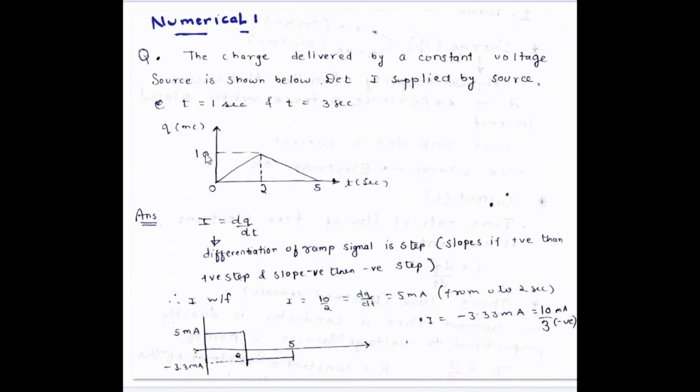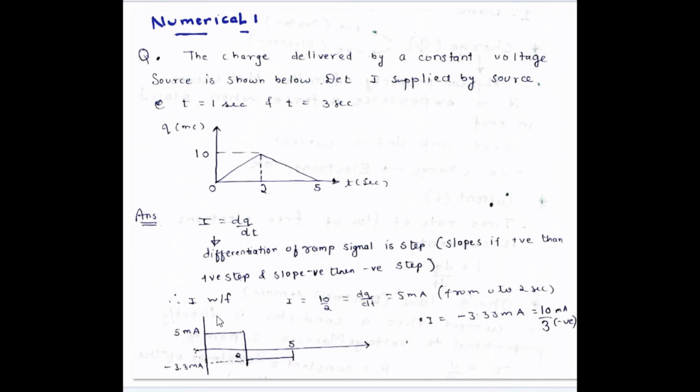We have to take care that the differentiation of a ramp will give us a step, and slopes have to be taken care of. I have written here that differentiation of a ramp signal is a step; if the slope is positive then it is a positive step, and if the slope is negative then it is a negative step. So therefore how will we find I?